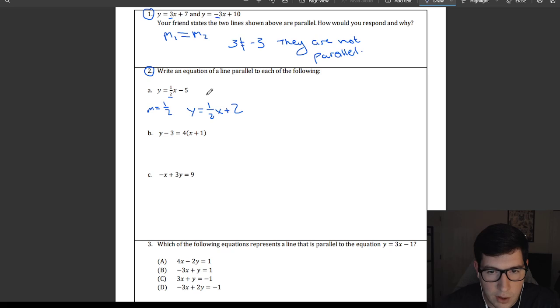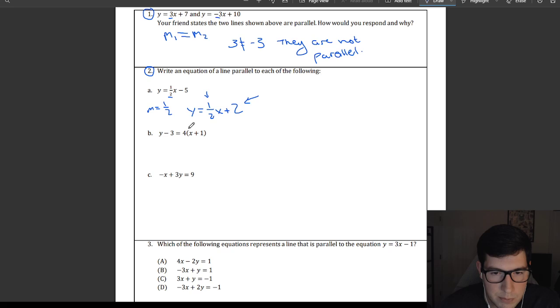Again, the only thing I'm looking at here is this slope value. For this positive 2, you can have literally any other number there as long as it's not -5. Because remember that if it is in fact -5, we actually haven't written a line that's parallel, we've just rewritten the same line.